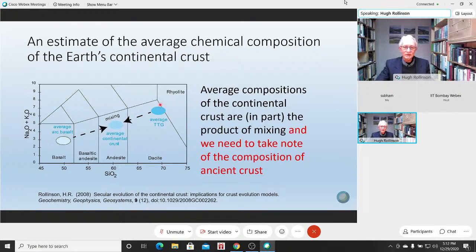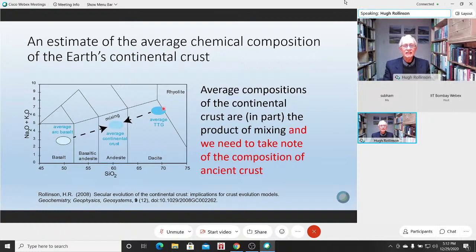And one of those end members, which I'm going to come back to during the talk, is the nature of average continental crust that formed in the early Earth. I've called it here average TTG, or if you like, average Archean crust. We need to take note of this composition, and we need to be inquiring how this composition was derived.